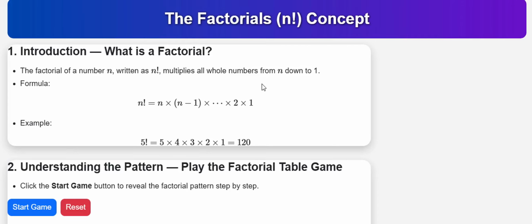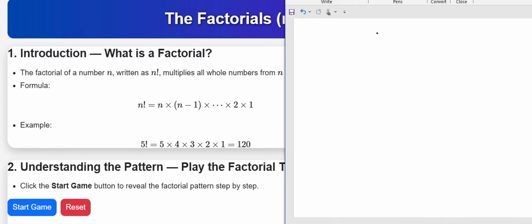Hello, in this lesson, let's talk about the factorial concept. The factorial concept, if I represent it with n factorial, means how many ways n distinct items can be arranged or ordered. Let me give you an example.